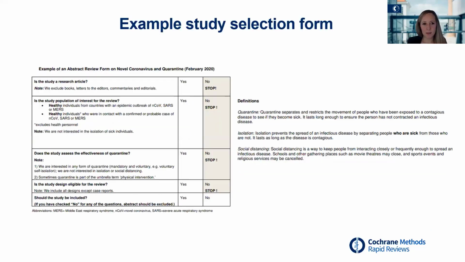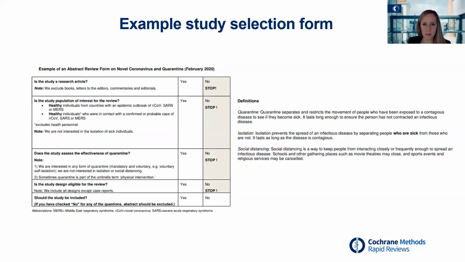What you can see here is an example of a study selection form. So in our team, we usually prepare such a form and we use it besides the software that we use for study selection. And it's like a guide that guides you through the abstract screening. So first of all, we say which studies are included. In this case, this is also from the quarantine review. We were only interested in research articles, and we excluded books, letters to the editors, or editorials. And as soon as an abstract was anything of this kind, it was a clear exclude.